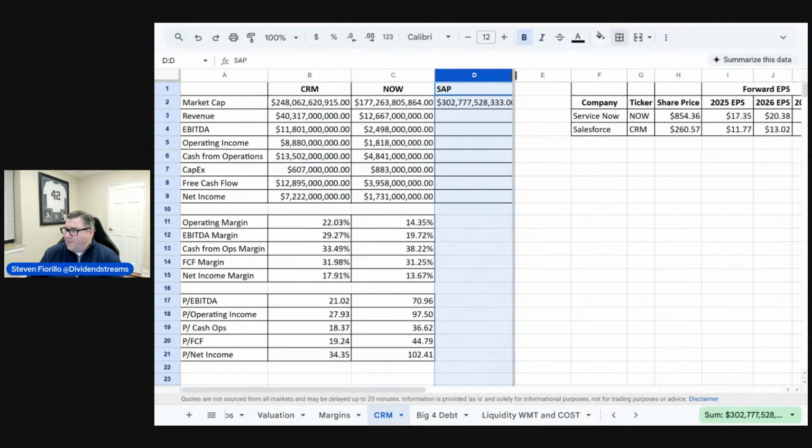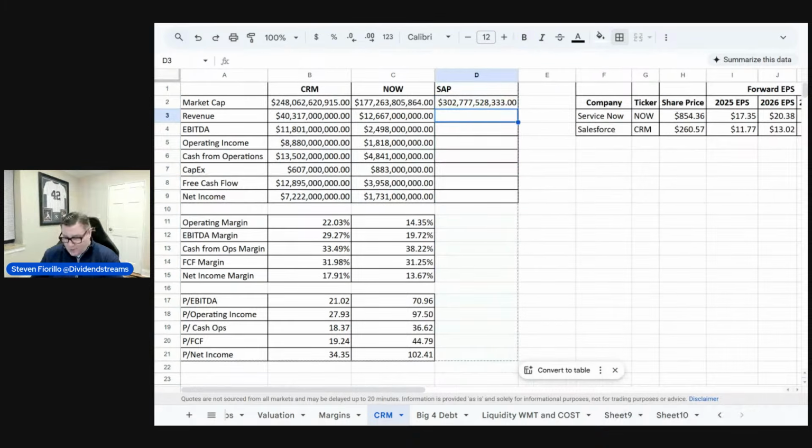I'm happy to. This is the beautiful thing about building out spreadsheets. You can add whatever you want, whenever you want. Ooh, SAP is a really big company too. Sometimes we type fast with those zeros.